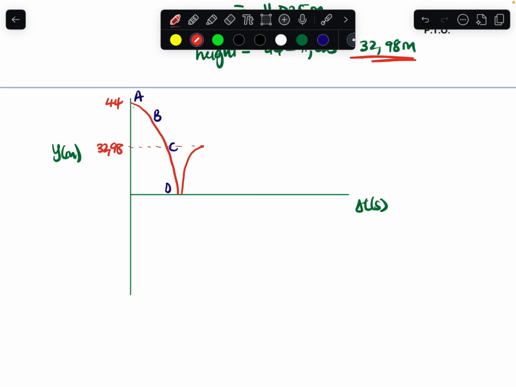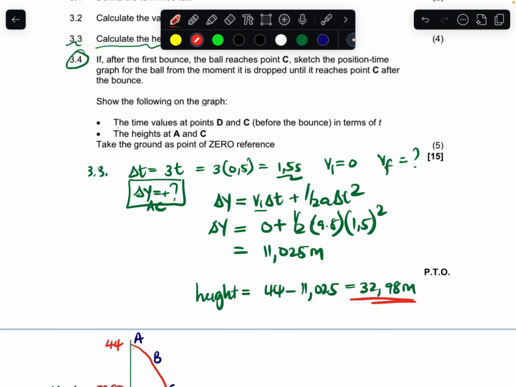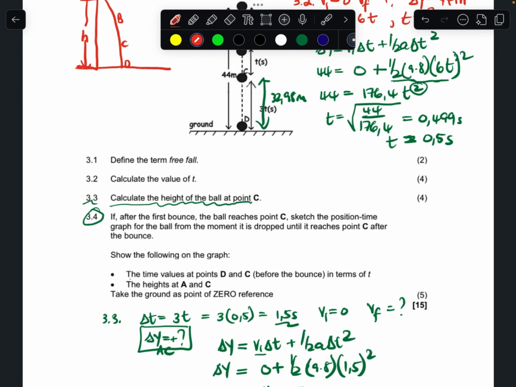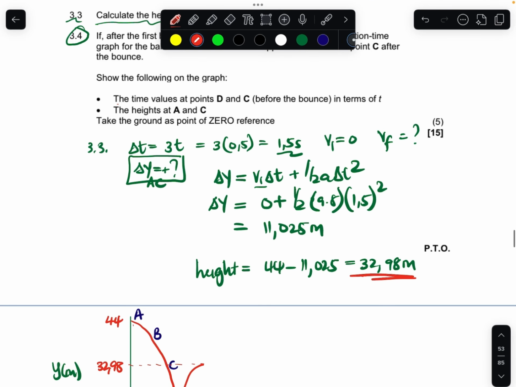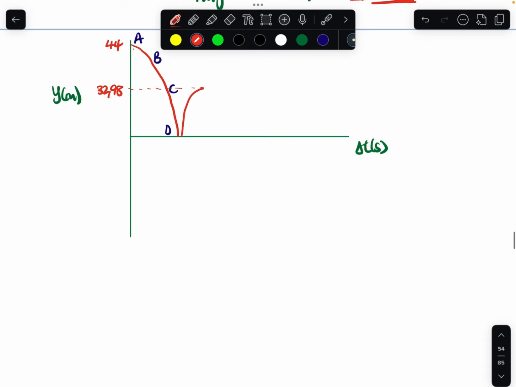And then they said we should show times, right? The time, guys, if you look at this, they want us to show the times for D and C in terms of T. The time for C, guys, here, let's start with the C. From there to there, it's 2T plus 1T, it's 3T. So this is the time they want, it's 3T, right?